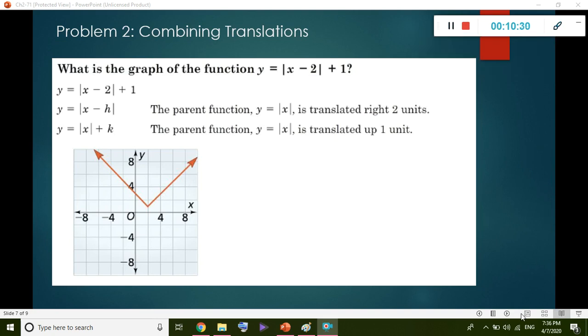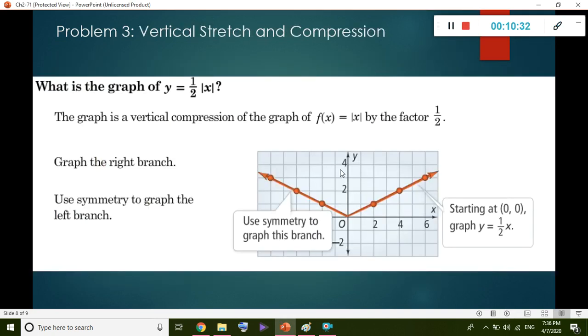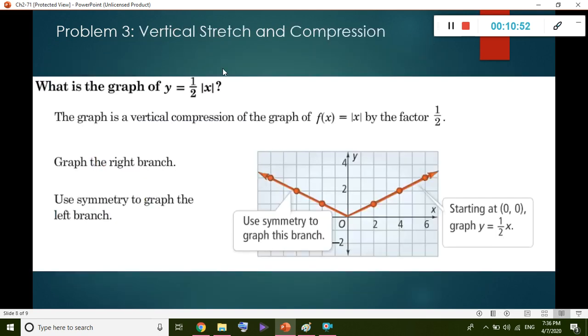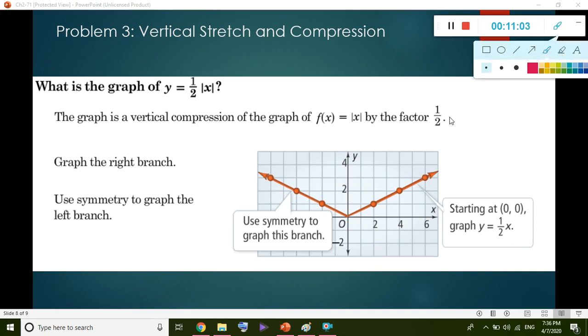Okay, let's go for the third problem, which is vertical stretch and compression. In the two previous examples, we had translations, like vertical movement or horizontal movement. Now problem number 3 is the vertical stretch and compression, where we're stretching it or using compression. What is the graph of y equals 1 over 2 times the absolute value of x? Originally, let me just draw it over here, because I don't want to draw it over and over again. It's supposed to be the V shape this way.